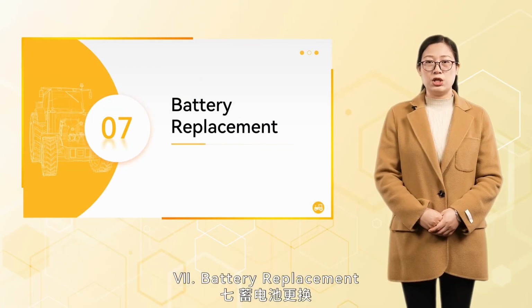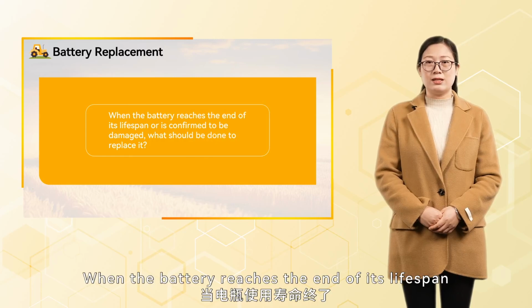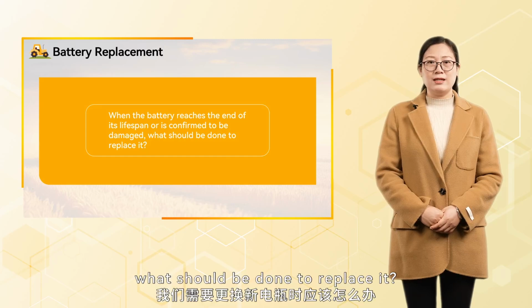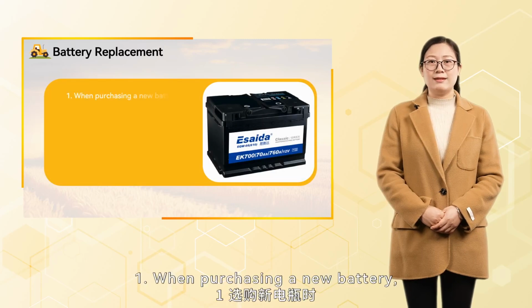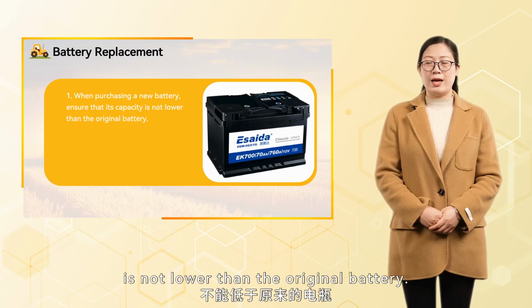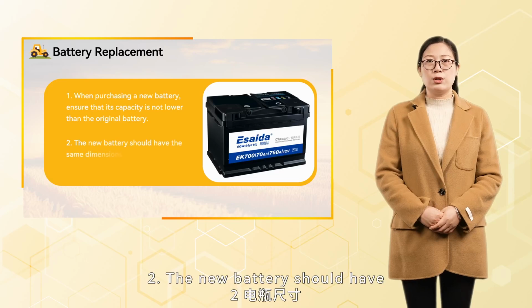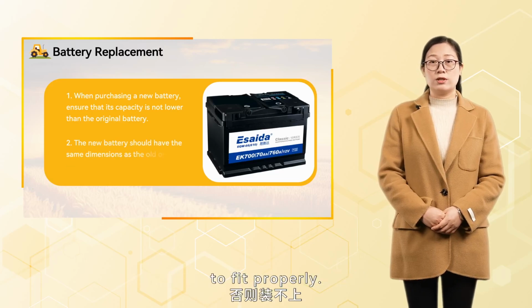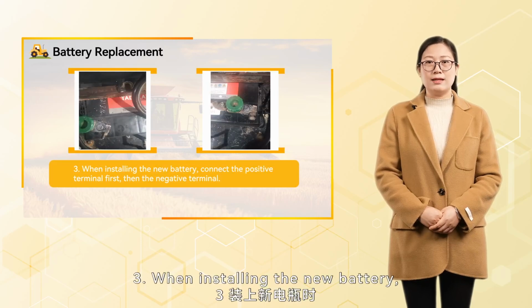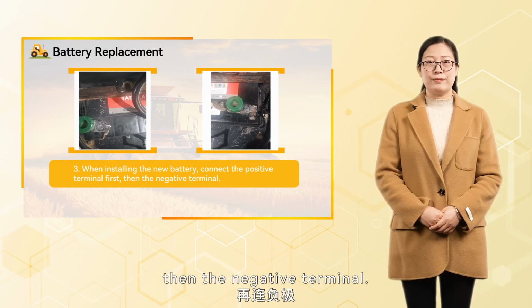7. Battery replacement. When the battery reaches the end of its lifespan or is confirmed to be damaged, what should be done to replace it? 1. When purchasing a new battery, ensure that its capacity is not lower than the original battery. 2. The new battery should have the same dimensions as the old one to fit properly. 3. When installing the new battery, connect the positive terminal first, then the negative terminal.